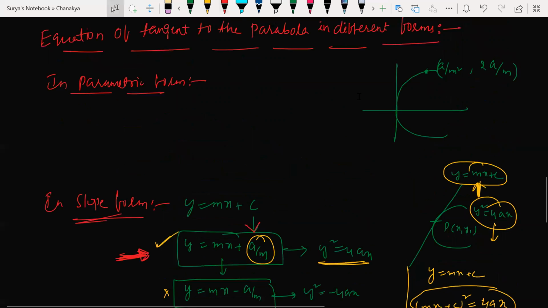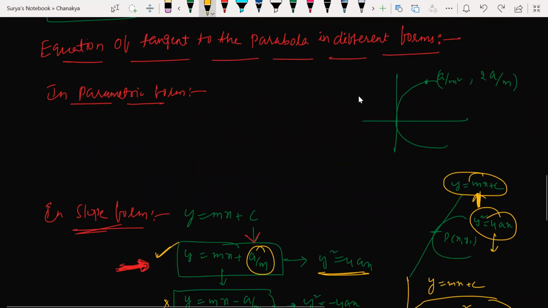Sir, you took a point called (a by m square comma 2a by m). Where did you get this point from? Guys, if you want, you can write this slope form first, then write the parametric form. Yes, if you are writing parametric form, no problem. But if you understand slope form, then it's somewhat easier to understand parametric form. I thought of writing that first, but no problem. You can write it however you want.